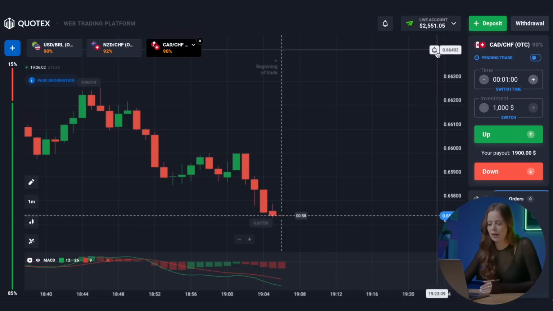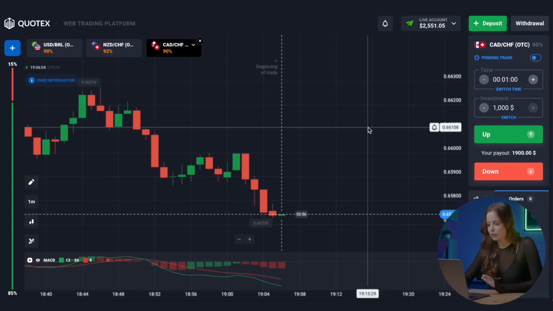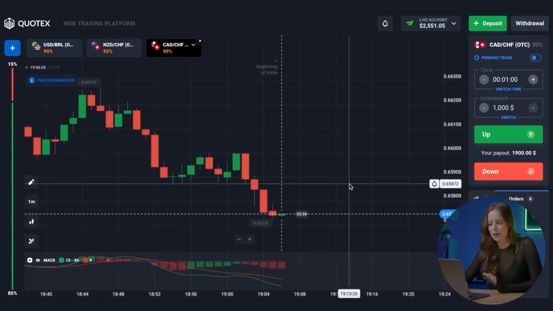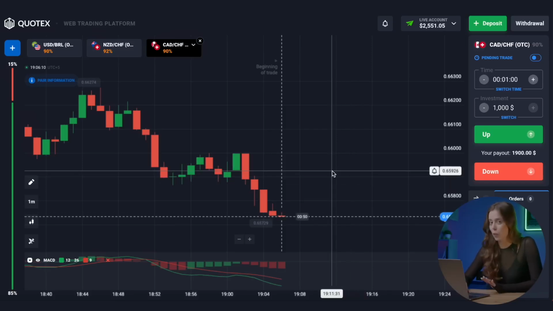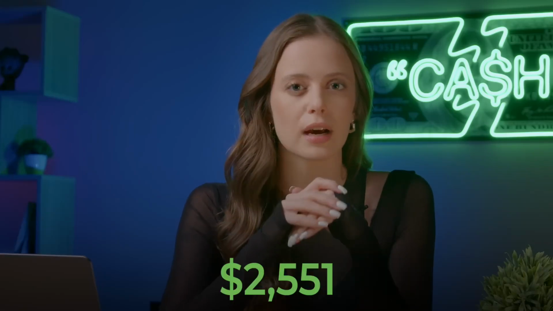These are incredible numbers. It was a super successful trading session, and I want you to make sure the trading strategy with MACD indicator is really profitable. See, there is nothing complicated about binary options, and it also doesn't take much time. It took only 20 minutes to turn $10 into $2,551. And this is the result we achieved using only one indicator.